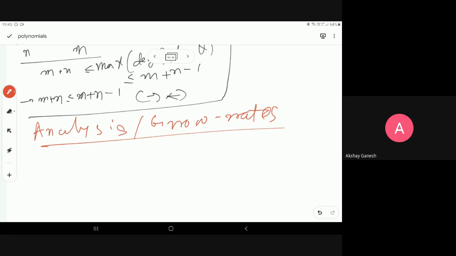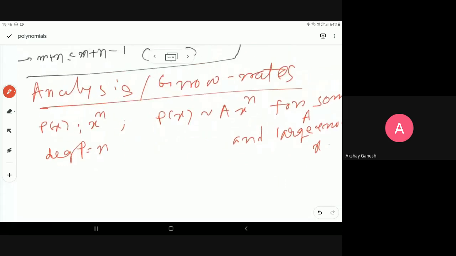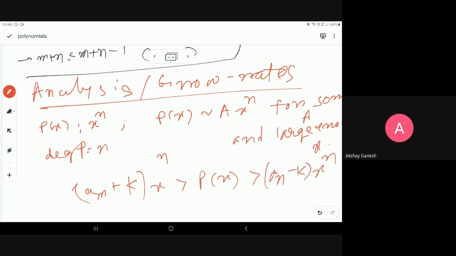Another thing is, any polynomial p of x with leading coefficient x to the n, it so happens that p of x tends to a x to the n for some a, and large enough x. So any polynomial of degree n grows like x to the n for large enough x. And also, for sufficiently large x, suppose the leading coefficient was an and any real number k, you would get a point such that this inequality always holds. So these tidbits are kind of necessary, and they keep reappearing in problems.